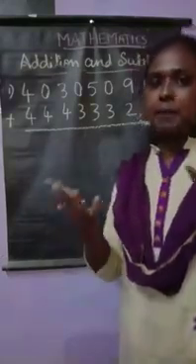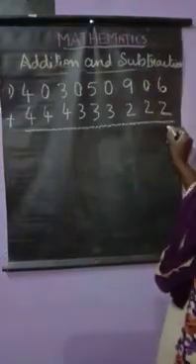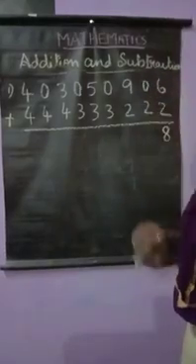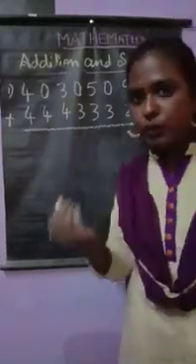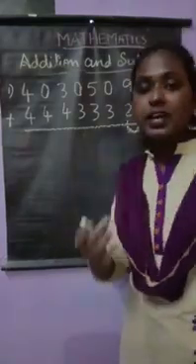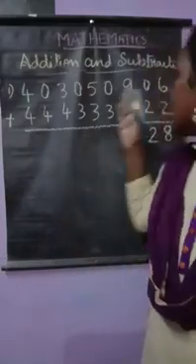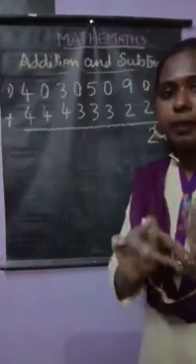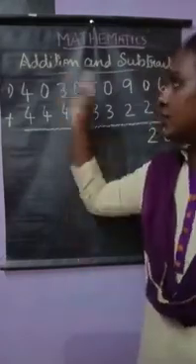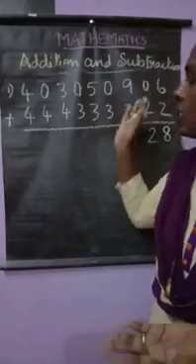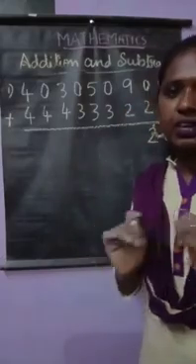So 6 plus 2. How much? 6 plus 2 is 8. Then 0 plus 2. How much? Is it 0 or 2? It is 2. As I told you, any number added to or subtracted by 0 is the number itself, because the value of the number does not change in addition and subtraction. But any number multiplied or divided by 0, the value is 0.